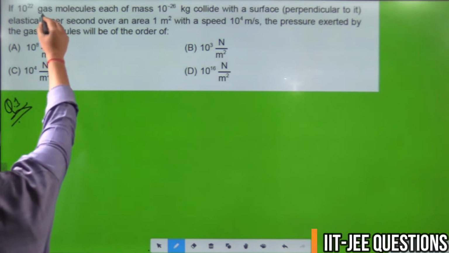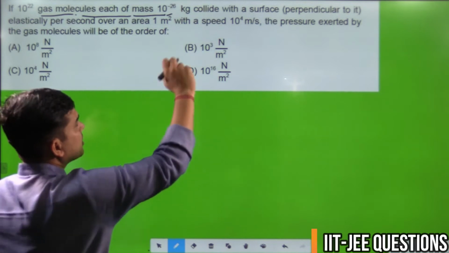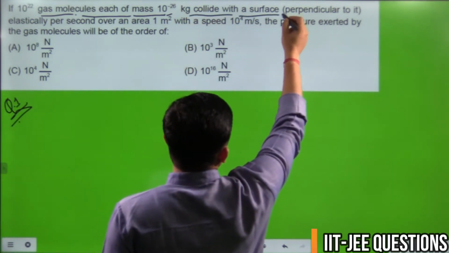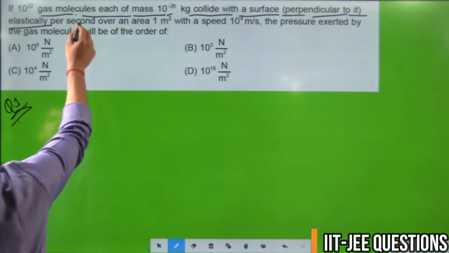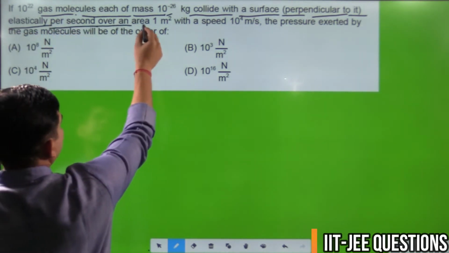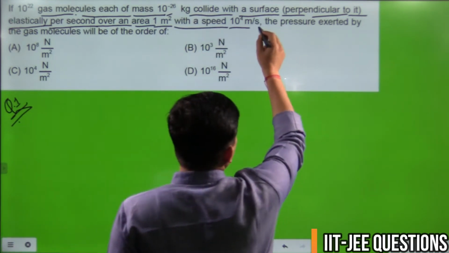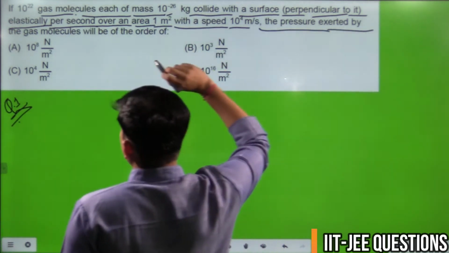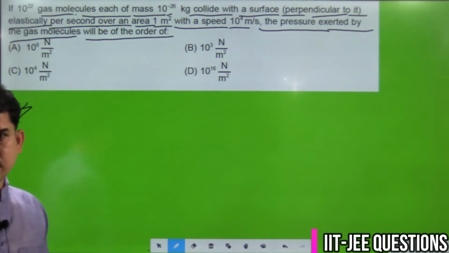Question number 1. If 10 to the power 22 gas molecules, each of mass 10 to the power minus 26 kg, collide with a surface perpendicular to it elastically per second over an area 1 meter square with a speed 10 to the power 4 meter per second, the pressure exerted by the gas molecules will be of the order of.